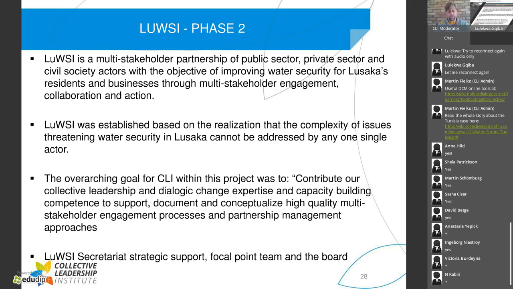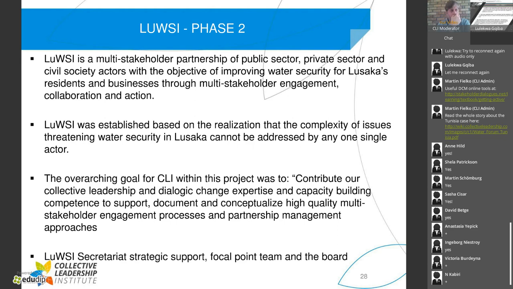As we like saying at the Collective Leadership Institute, with phase two, that is when your processes are going live. So we were working closely with the LuWSI Secretariat, which is currently in transition. It was at GIZ at that point. And the initiative itself had already started talking about governance, like the allocation of roles, who will have what roles, or the roles that were actually needed for the initiative in order for it to be able to meet its goals.